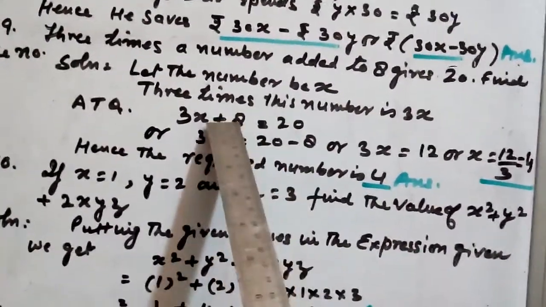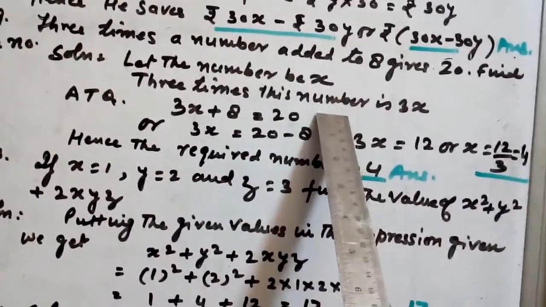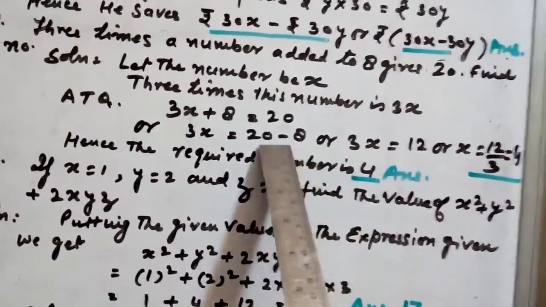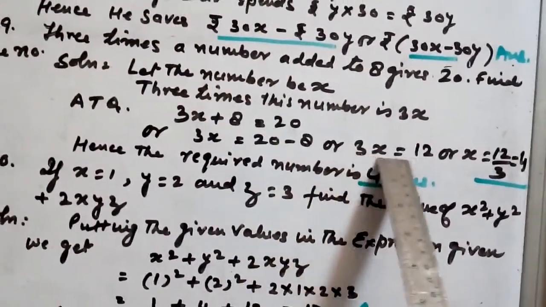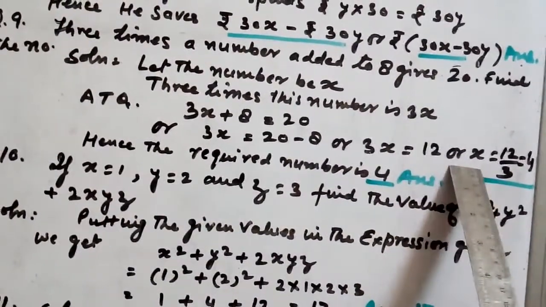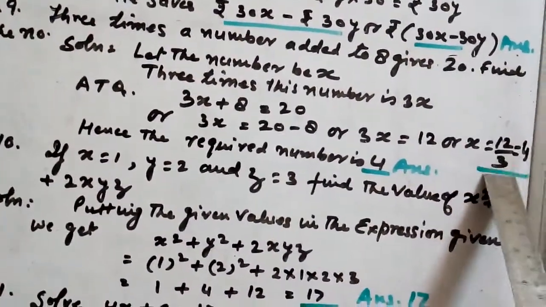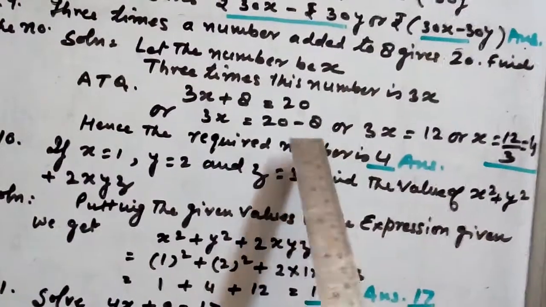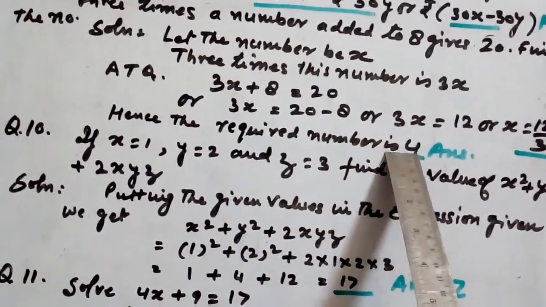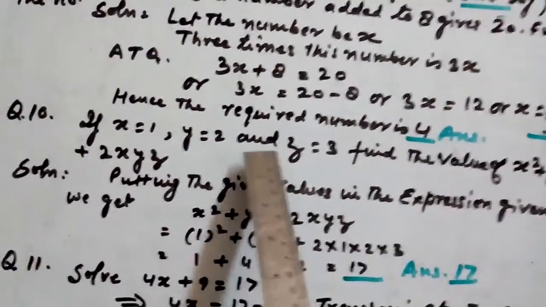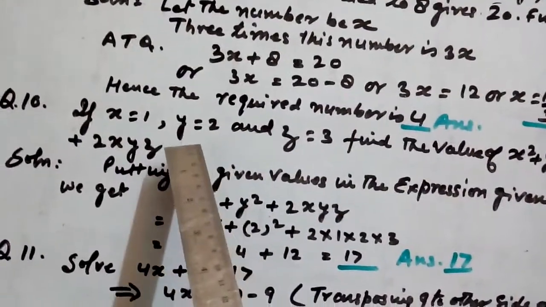After transposing plus 8 to this side of equality, it gives 20 minus 8, or 3x is equal to 12, or x is equal to 12 upon 3, which is equal to 4. Hence the required number is 4. This is the answer. Now we come to question number 10.